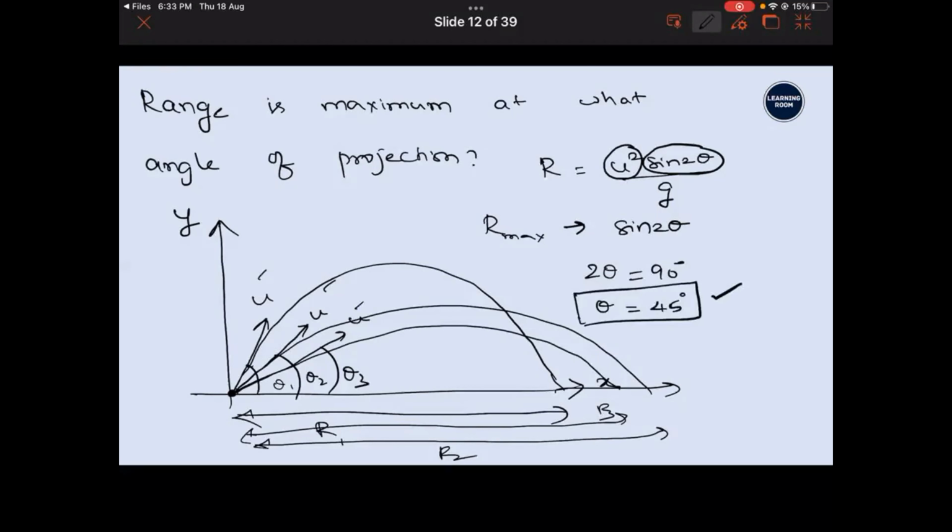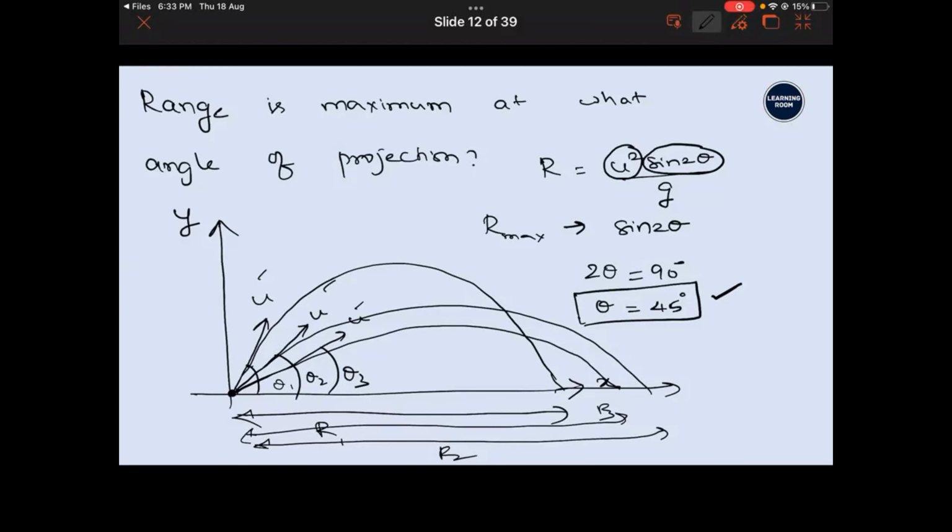Means if you keep the velocity constant and project the particle at different angles, when you project it exactly at 45 degrees, the range will be maximum. I'll show you all those things, don't worry about it. But are you able to understand the concept of it? Right? Please make a note of it.